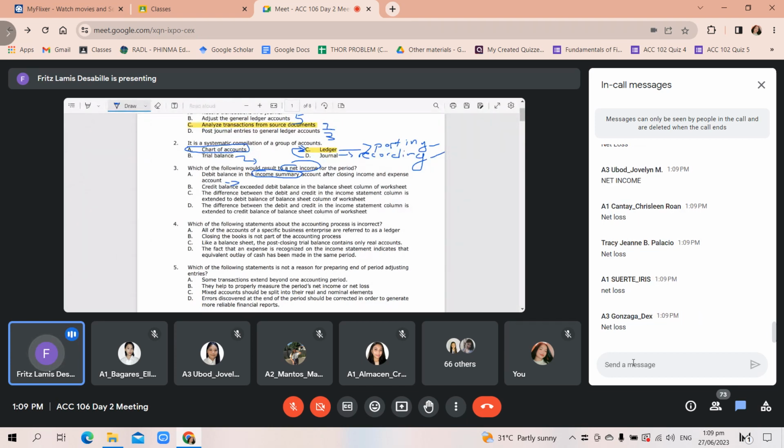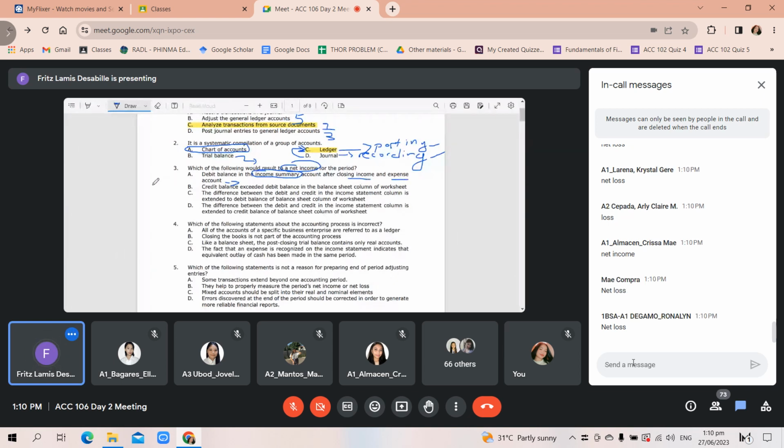I'm seeing mixed answers. Okay, sige, ako na lang mag-break. So it's net loss, di ba? So I guess I can illustrate a little bit. Di ba, ang question is after closing income and expense.